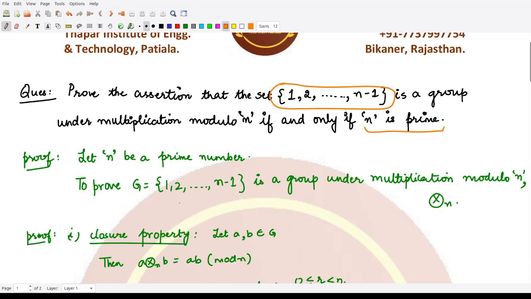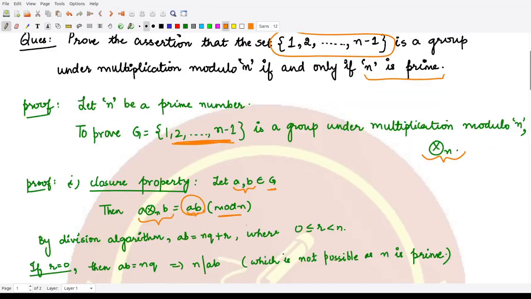So let's get started. These are the elements and we have this as our operation, multiplication modulo n, where we multiply two elements together and then we divide by n. Whatever is the remainder, that is our answer. For the closure property, let's take two elements a and b from this set G. Let's apply the operation multiplication modulo n to it. First you multiply them and then you take mod n. When you take mod n, it would definitely be smaller than n.